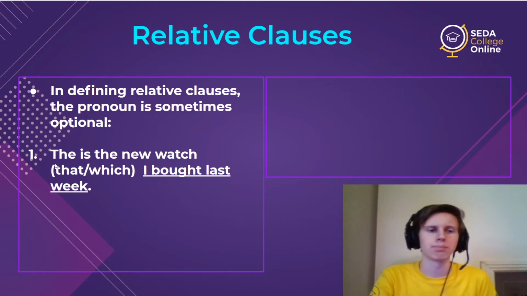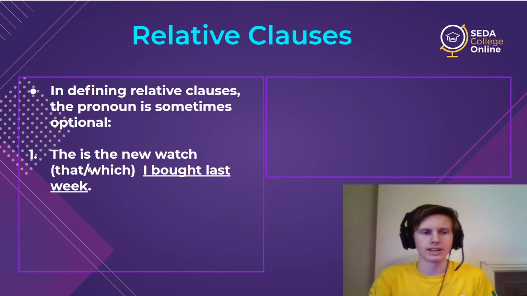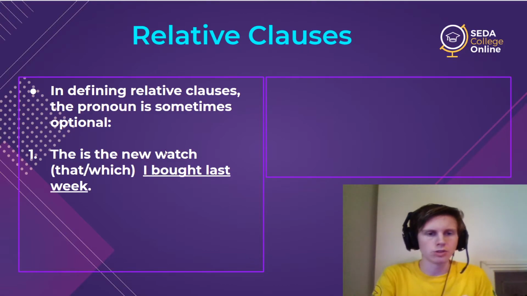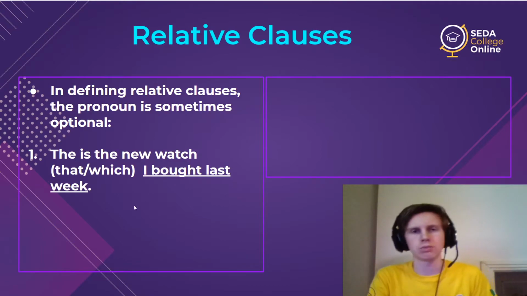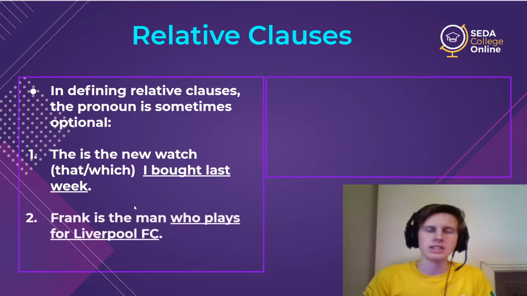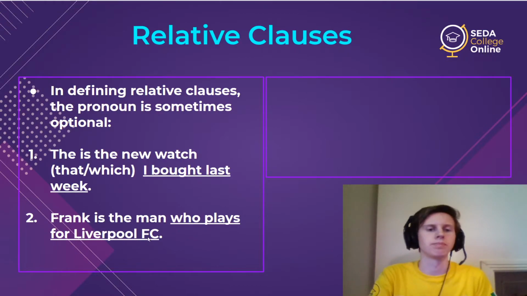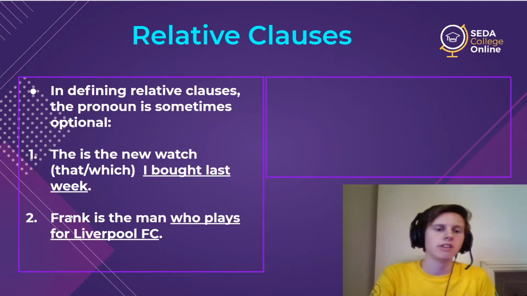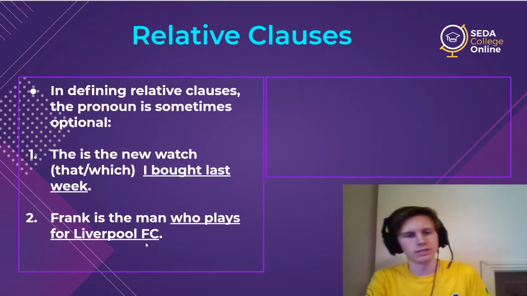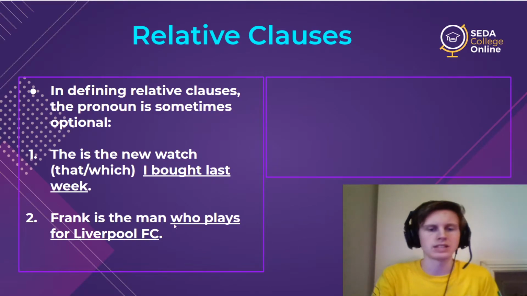So in this example, that or which is totally optional. I don't need it. I can say, this is the new watch I bought last week, or this is the new watch that I bought last week. No difference. But in this sentence, it is required. Frank is the man who plays for Liverpool FC. I cannot say Frank is the man plays for Liverpool FC. We can't do that. We must have the relative clause.